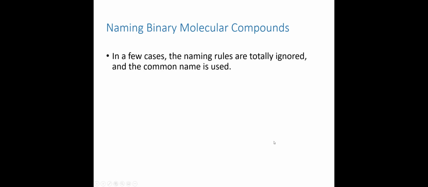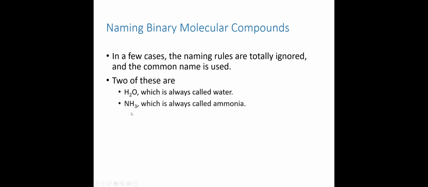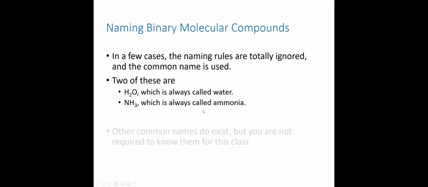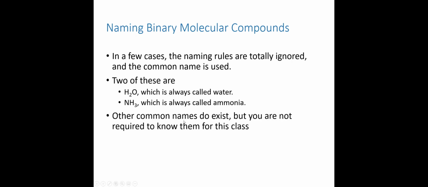There are some compounds where we use what we call a common name instead of following the naming rules that I just discussed. The two most important are H2O, which is always called water. No one calls it dihydrogen monoxide. And NH3, which is always called ammonia, never nitrogen trihydride. And there are plenty of other ones, all of which contain hydrogen, which you do not need to know.